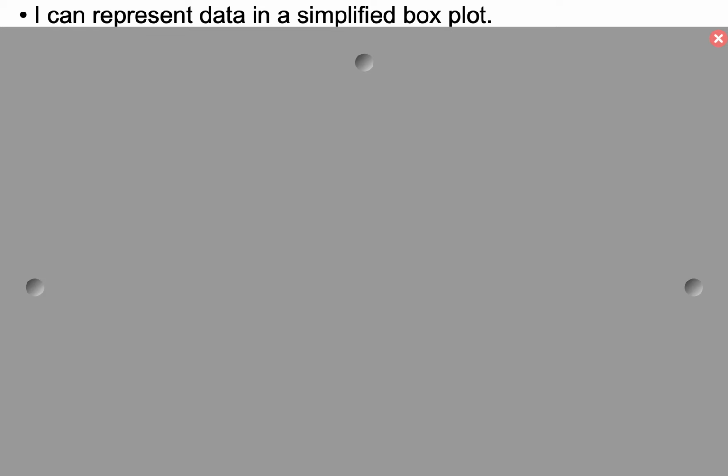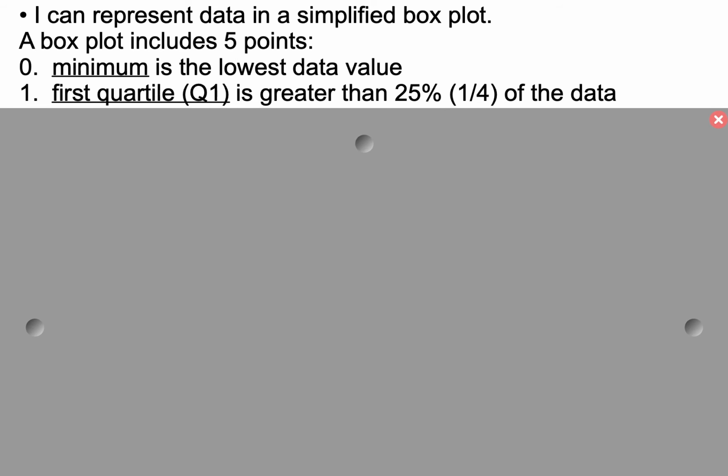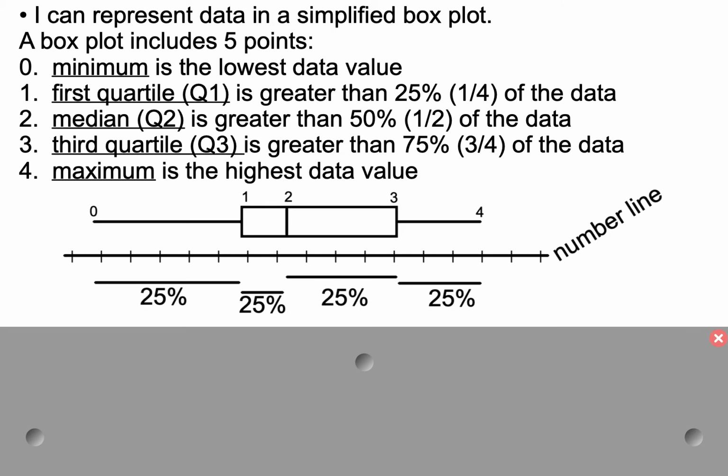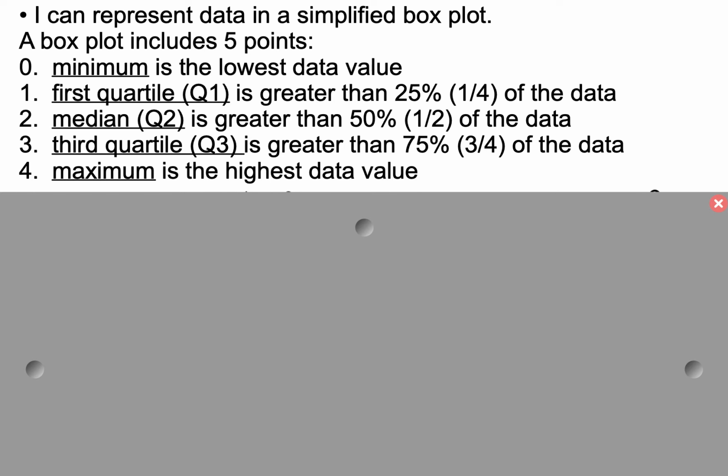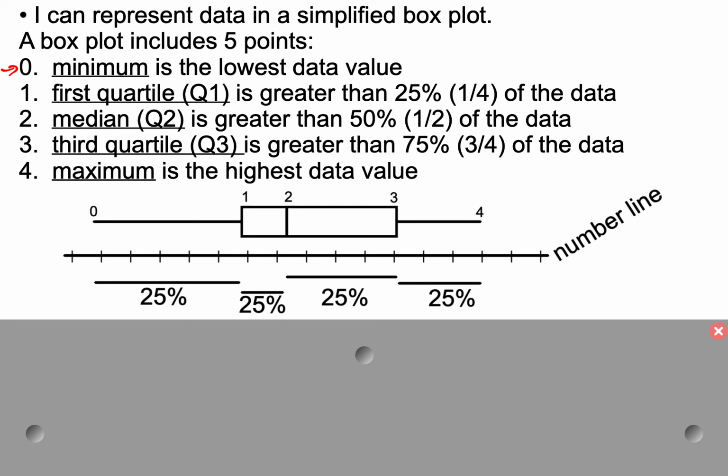So I can represent data in a simplified box plot. You need to understand there are 5 main parts to a box plot. There is the minimum value, which is the 0th quartile. There's the first quartile. It's greater than 25% of the data. Let me go ahead and show this picture. You need to understand that 25% of the data is in this section of the box plot. This is just a number line down here. So whatever that range is on the number line represents 25% of the data.